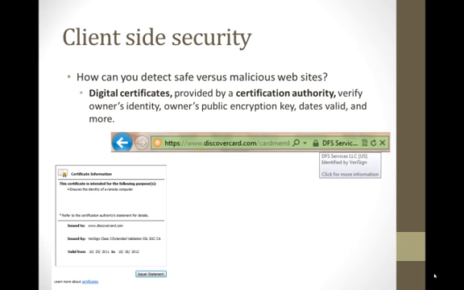And now I can see that this was issued to discovercard.com. If I want to see more information about that, I can click on the issuer statement and verify the authority. It's actually the company, Discover Card, that created this website and is someone I can trust to send information to.